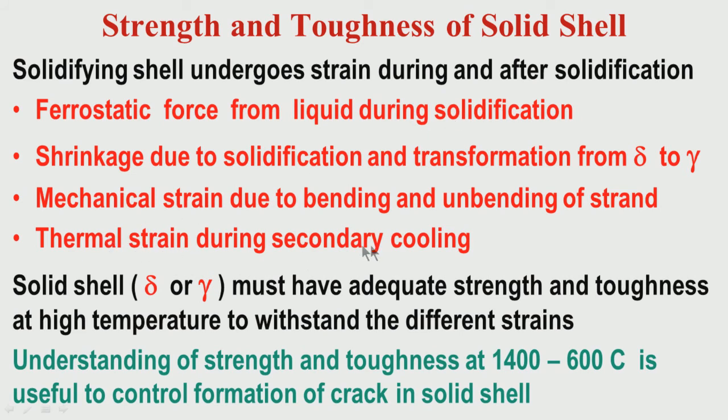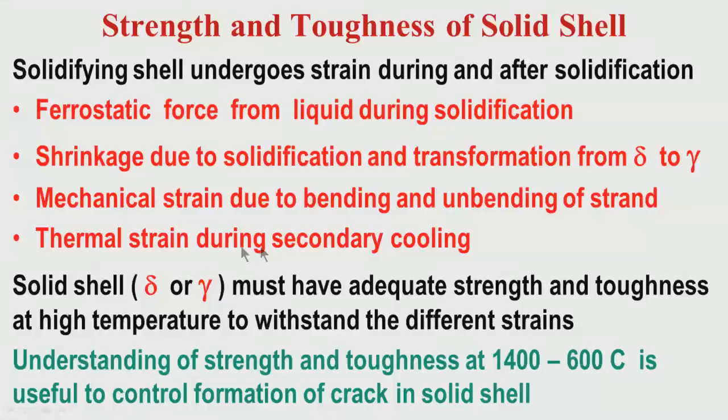Now there can be a thermal strain during secondary cooling. After the strand comes out from the mold, you have to use water for secondary cooling. Water is impinged on the strand surface, both at the inner radius and the outer radius. You must spray water or air mist. Because of that, there is a thermal strain. Why? The surface is cooled relatively more, the interior is hot. So because of the temperature difference due to the secondary cooling, there is a thermal strain.